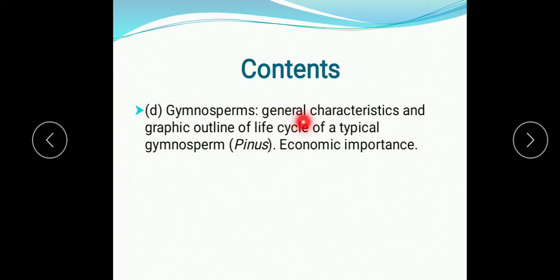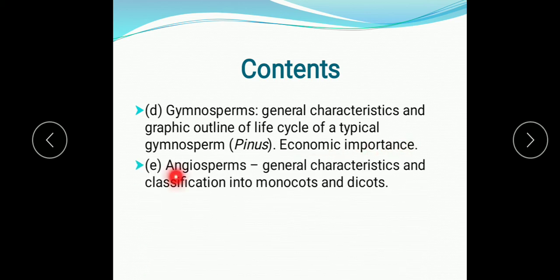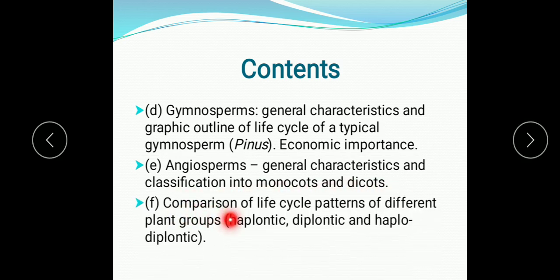In gymnosperms we will study the general characteristics and graphic outline of the life cycle of a typical gymnosperm, that is Pinus. Here only the graphical outline is there, description is not required. Economic importance of gymnosperms. Angiosperms: the general characteristics and classification of angiosperms into monocot and dicot, and the comparison of life cycle patterns of different plant groups, as three types of life cycles are generally found in plants, that is haplontic, diplontic and haplodiplontic.